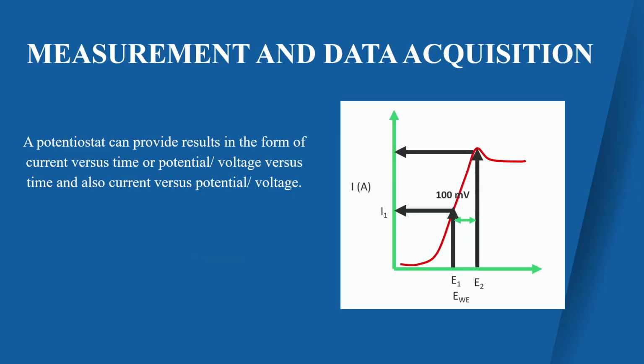Then now here comes the output. So the measurement and data acquisition. A potentiostat can provide results in the form of a current versus time graph, or a potential or voltage versus time graph, and also current versus potential or voltage graph. As you can see in this picture, it is a current versus potential graph, and here you can see with very small increase in the potential there is a huge decrease in the current value. So for analyzing this kind of information we use a potentiostat.